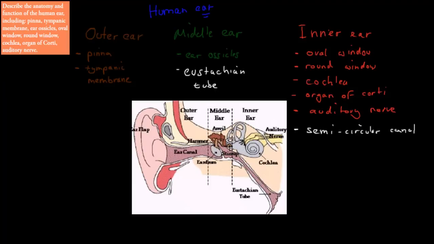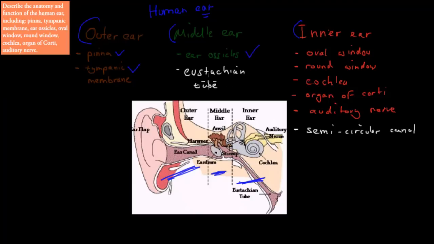So the ear itself is divided into three parts: the outer, the middle, and the inner. So the outer would be this part, the middle would be this part, and the inner would be this part. Now, in terms of the outer structures, we're going to cover the pinna and the tympanic membrane. For the middle, we're going to cover the ear ossicles, which are the three bones.